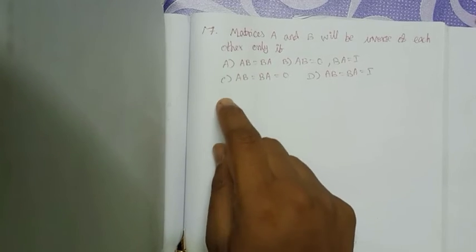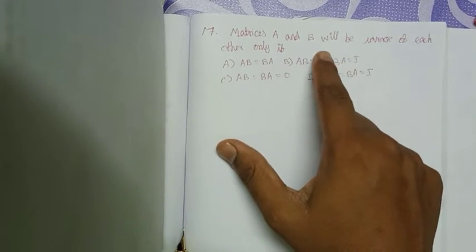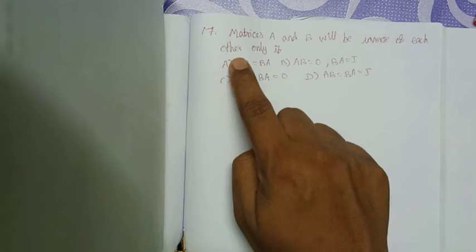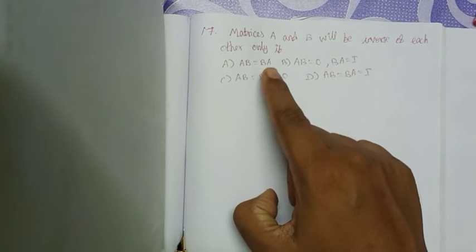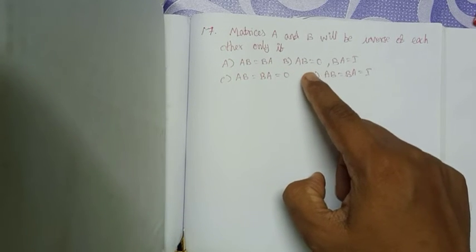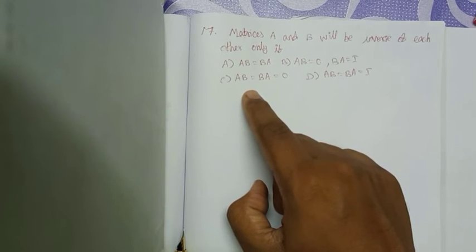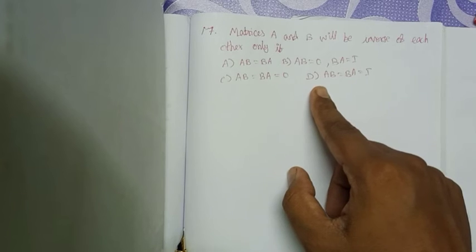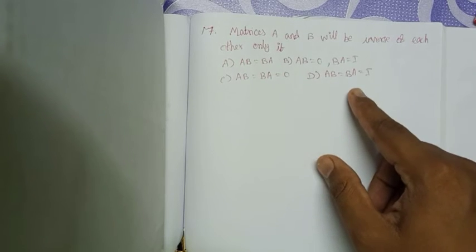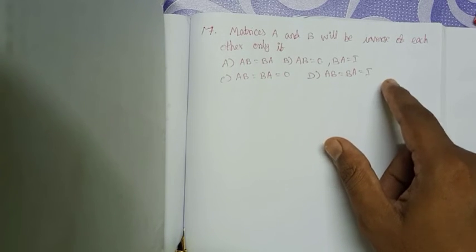Question number 17. Matrices A and B will be inverse of each other only if: option A, AB equal to BA; option B, AB equal to 0, BA equal to identity matrix; option C, AB equal to BA equal to 0; and option D, AB equal to BA equal to the identity matrix.